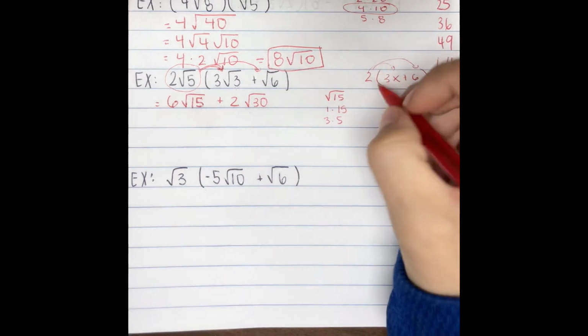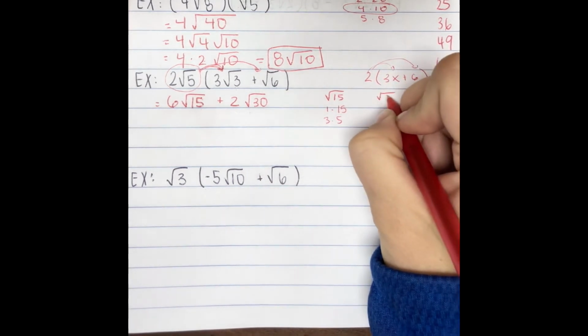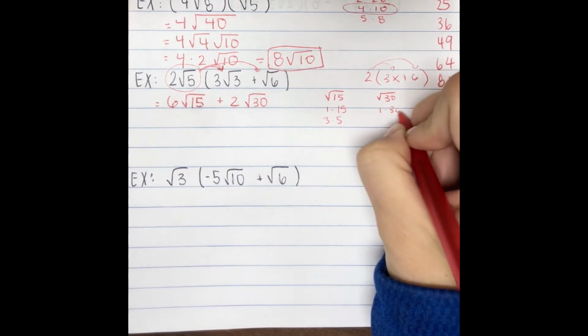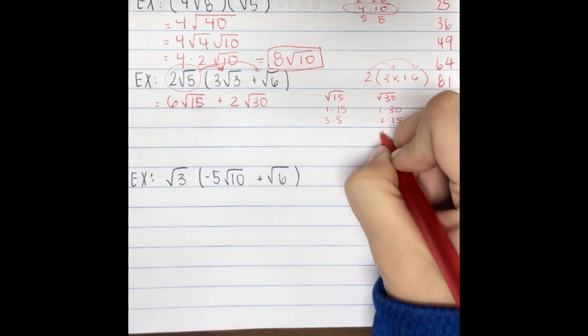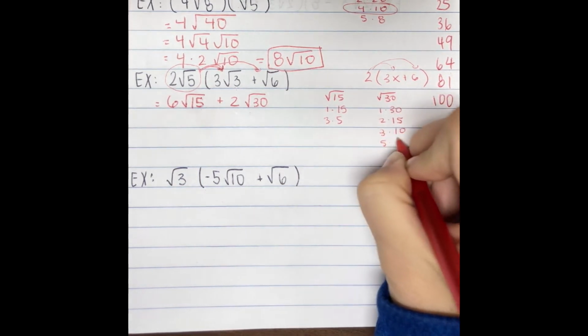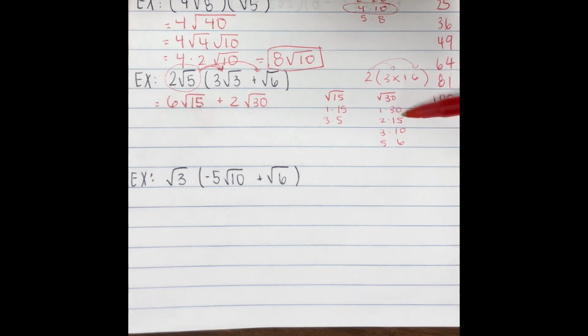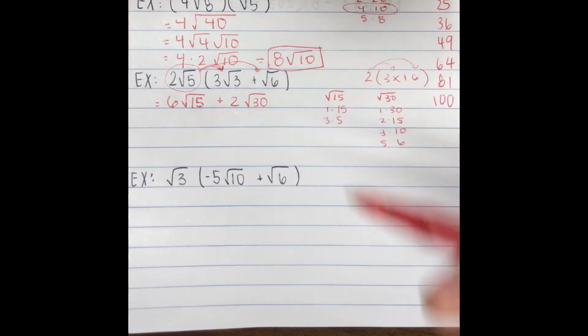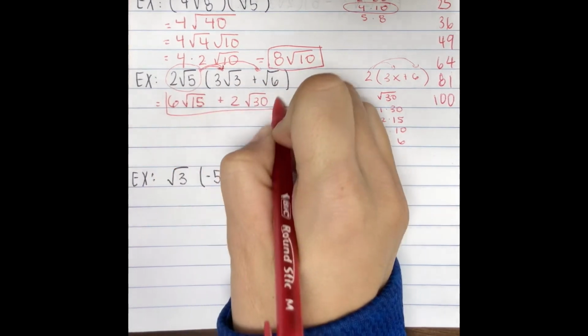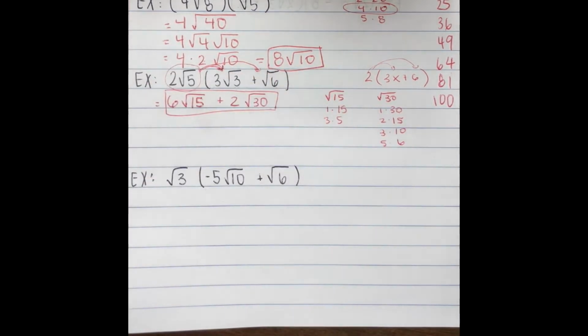And then 2 square root of 30. So square root of 30, you have 1 times 30, 2 times 15, 3 times 10, and 5 times 6. So if you go down your list, you will also notice none of these are perfect squares until you get to 1, which means this is already simplified. So this would actually be your answer. Okay.